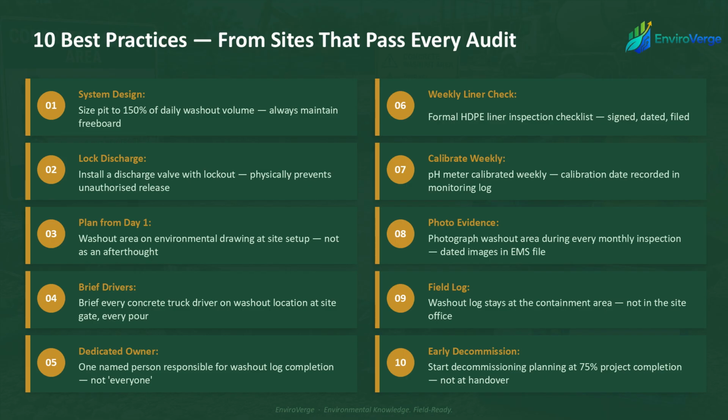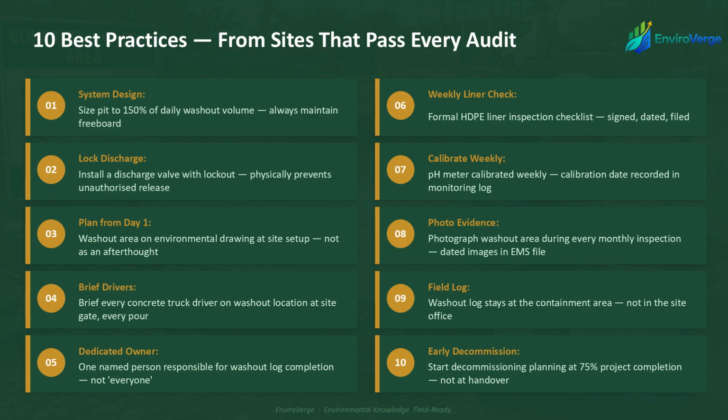6. Weekly HDPE liner inspections on a formal signed checklist with a replacement protocol that kicks in the moment damage is found. 7. Calibrate your pH meter weekly and record the calibration date in your monitoring log. An uncalibrated meter reading is not a defensible discharge authorization. 8. Photograph the washout area during every monthly inspection. Dated images filed in your EMS provide visual evidence of condition over time.